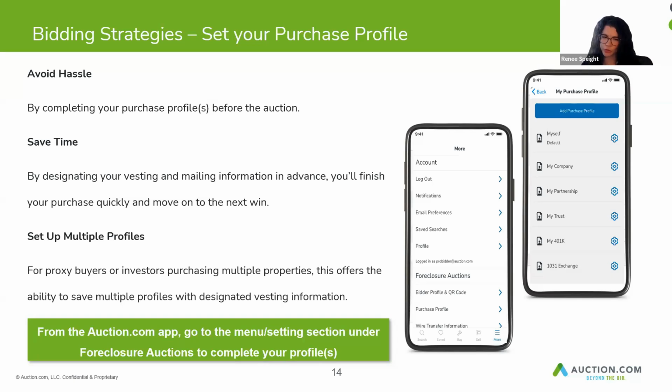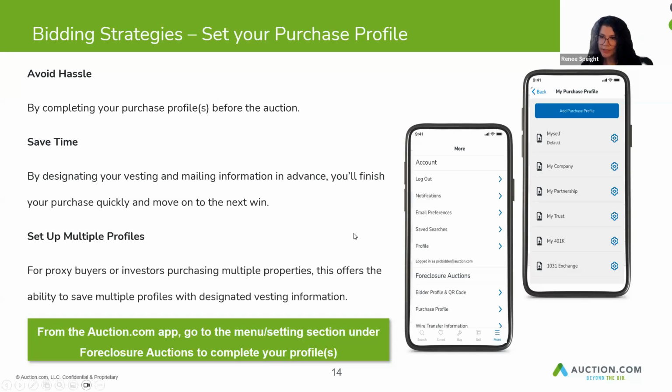By setting up your purchase profile ahead of time, you'll save yourself time and avoid hassle by streamlining the purchase process. So even better, you can set up multiple purchase profiles. So if you do buy sometimes in your own name, or maybe with your spouse or with your partner, maybe sometimes under a trust, or maybe even under a 401k or a 1031 exchange, that's how you can set up these multiple purchase profiles. It's great.